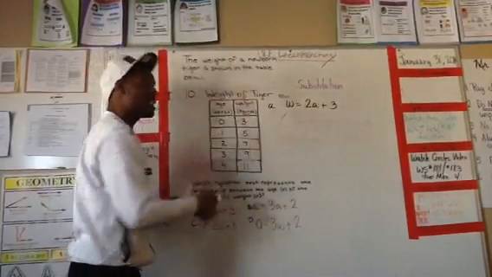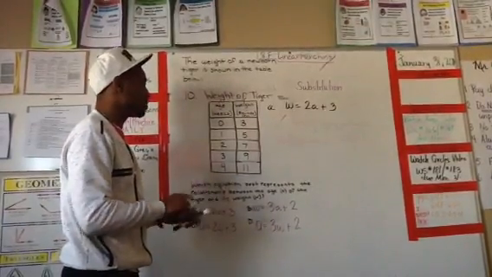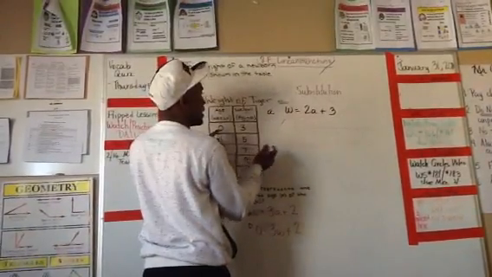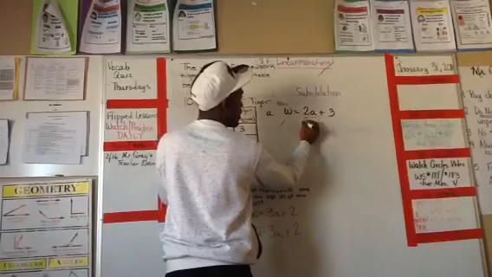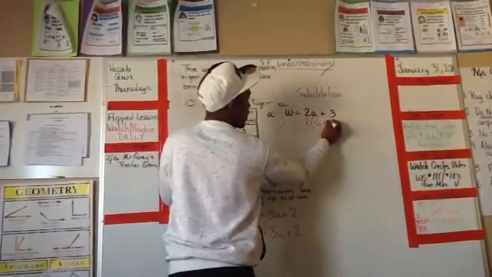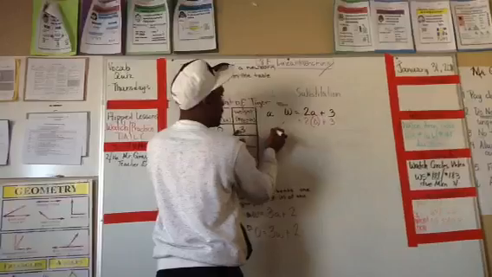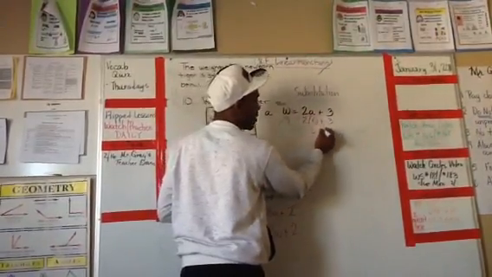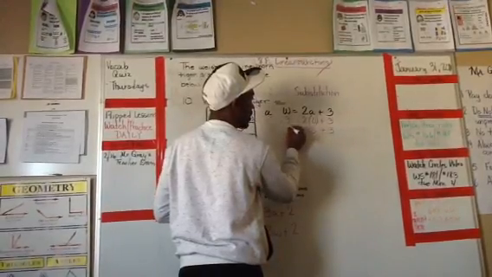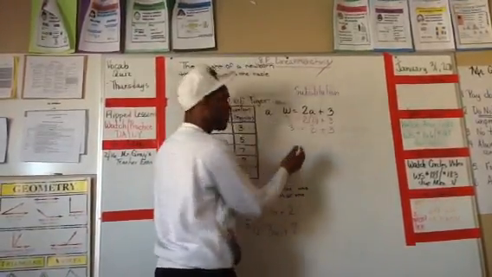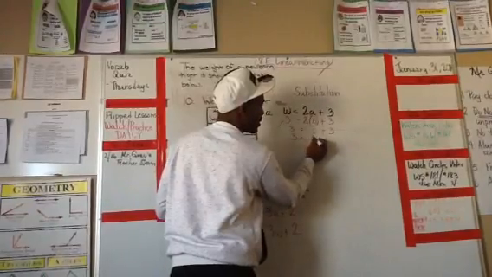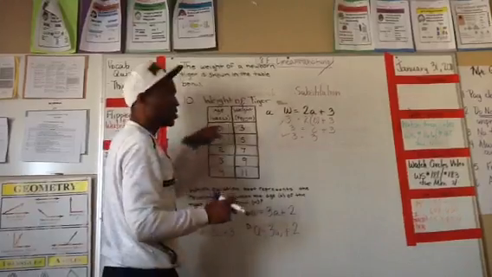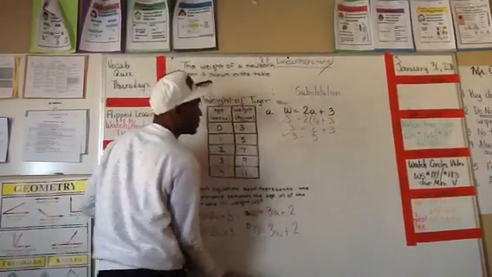The first point I see is 0, 3, so I'm going to use the 0 and the 3 and place it into my equation, or substitute. 0 is our A, so it goes here. W is our 3. 2 times 0, 0 plus 3. Does 3 equal 0 plus 3? Sounds good. Does 3 equal 3? Yes. So this equation works for just this point. Let's check the other one.